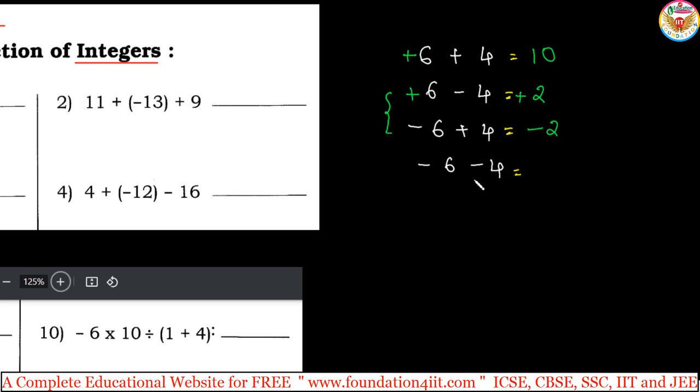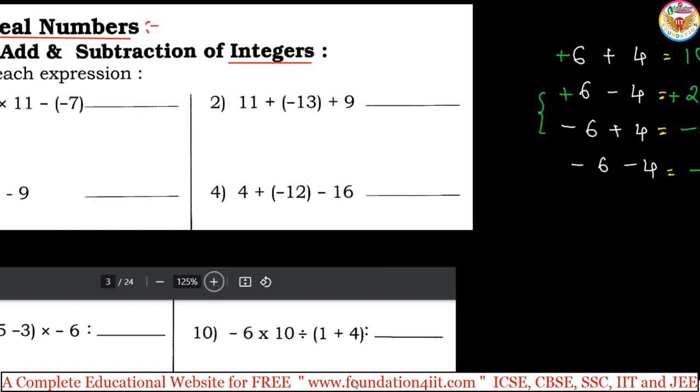Next, when both are negative, minus 6 minus 4 is minus 10. So there is a difference here, positive 10 and negative 10. Both are positive, positive answer. Both are negative, the answer comes negative, but addition only we should do. Okay, now come to these problems.